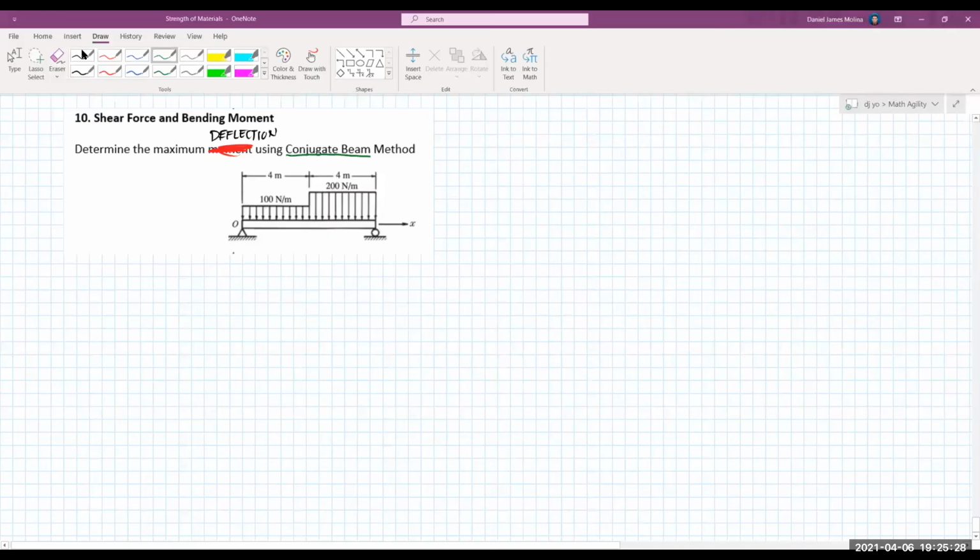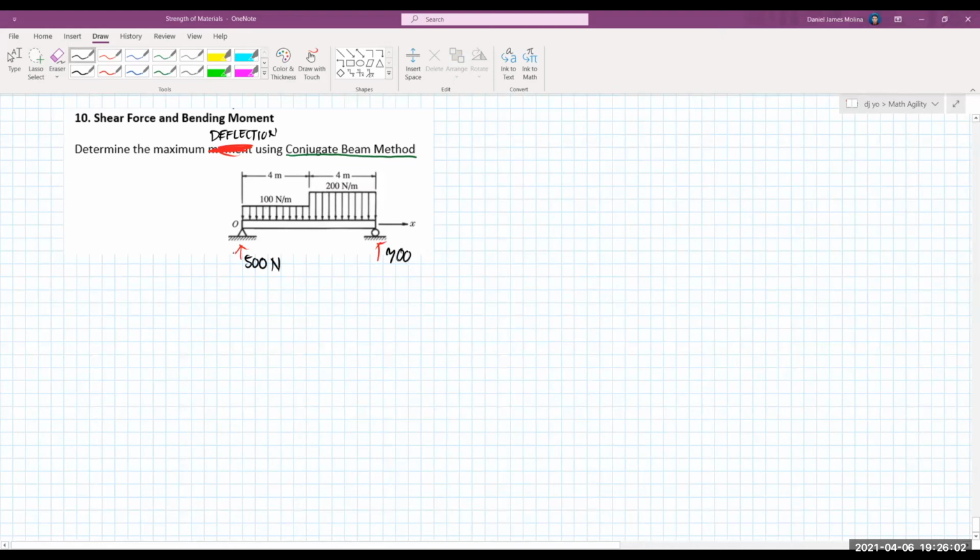Conjugate beam method is another method in determining the deflection of a beam at any point. But in this problem we are trying to solve for its maximum deflection. Since we have the same beam again, we must arrive at the same value, but by different methods. So let's draw the two reactions. Let's indicate the two reactions here, 700 Newton.